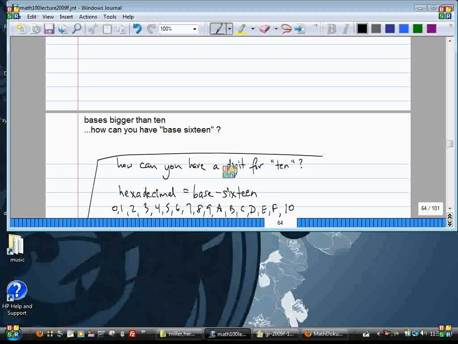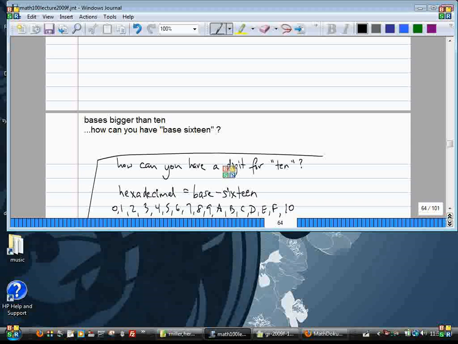No, it doesn't have to go to 20. Because what's the next digit after 9? A. So what's the next number after 19? It's 1A. It doesn't need to reset because we're in base 16, so we can keep counting: 19, 1A, 1B, 1C, 1D, 1E.